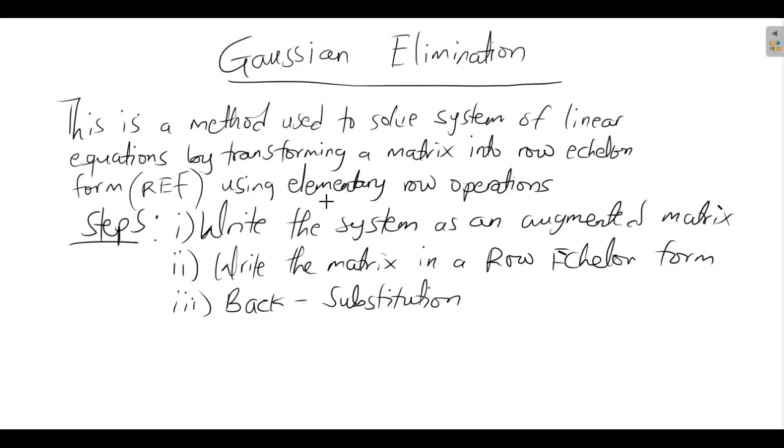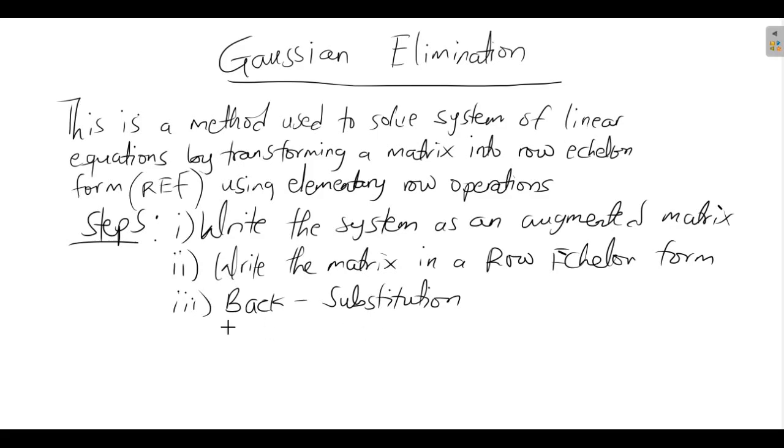Now the first thing is to write your system as an augmented matrix. Two, you write the matrix in row echelon form. And the last step, after you get your matrix in row echelon form, you use what we call back substitution to find the values of your variables. So we are going to do an example, but let me explain each of the steps and how to do them right.